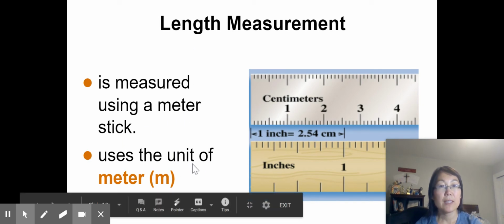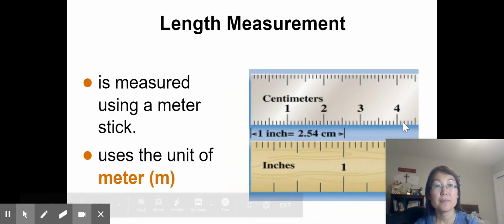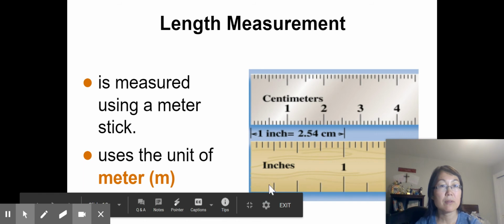Okay, the unit for length is, sorry, we're not going to use those units anymore. It's basically meter or centimeter or kilometer. I'm going to explain that to you, but the standard unit is meter.